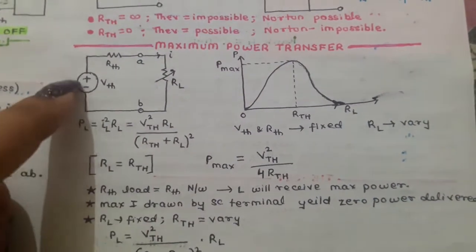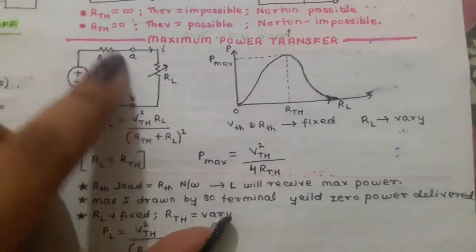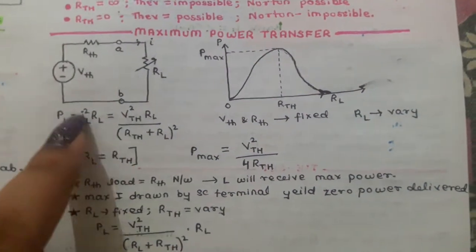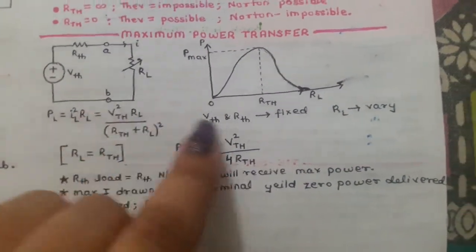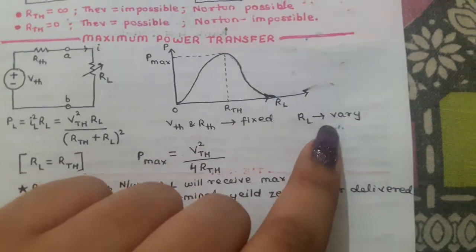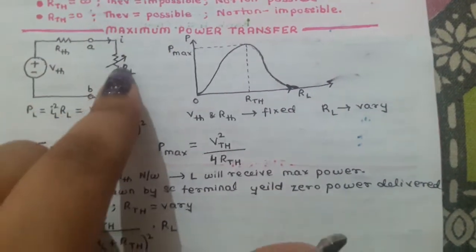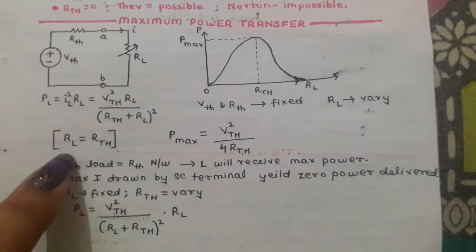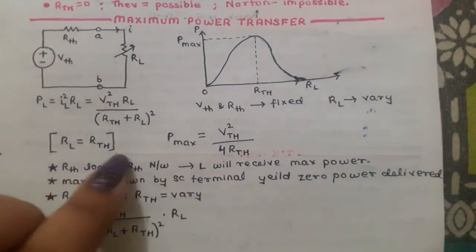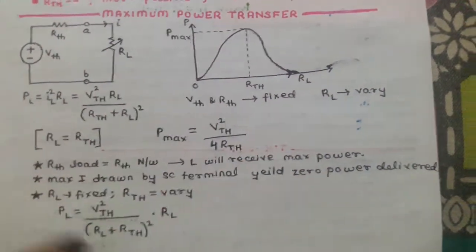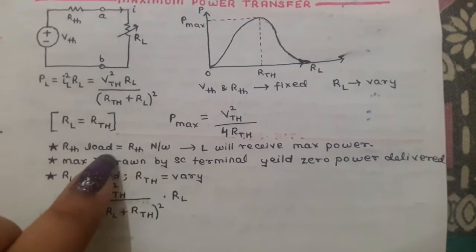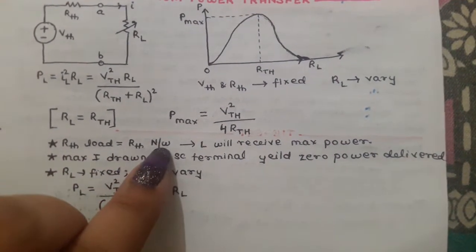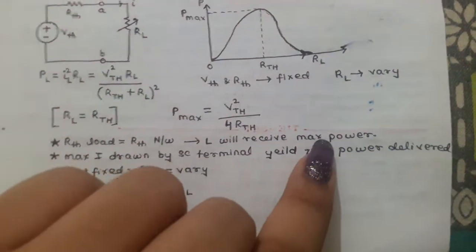We have V as this voltage and the total resistance, and we replace it with RL. Now VTH and RTH are fixed and RL may vary. If RL equals RTH, then this is the formula. If RL of the load equals RTH of the network, then the load will receive maximum power.